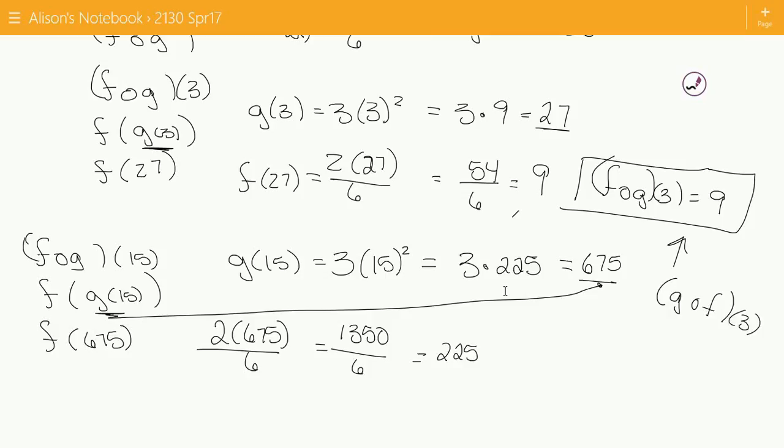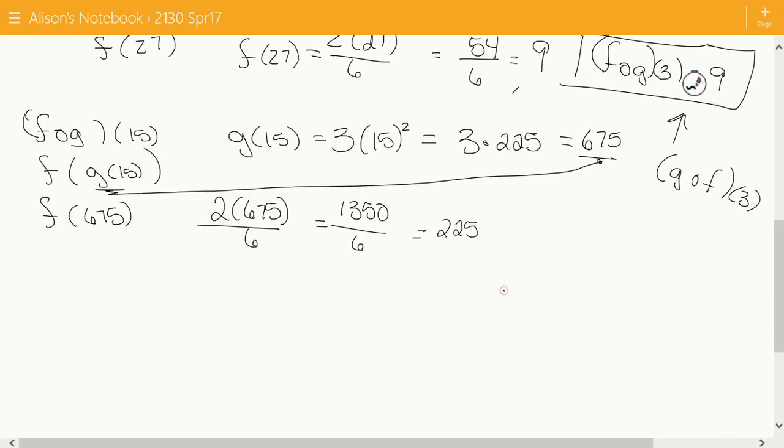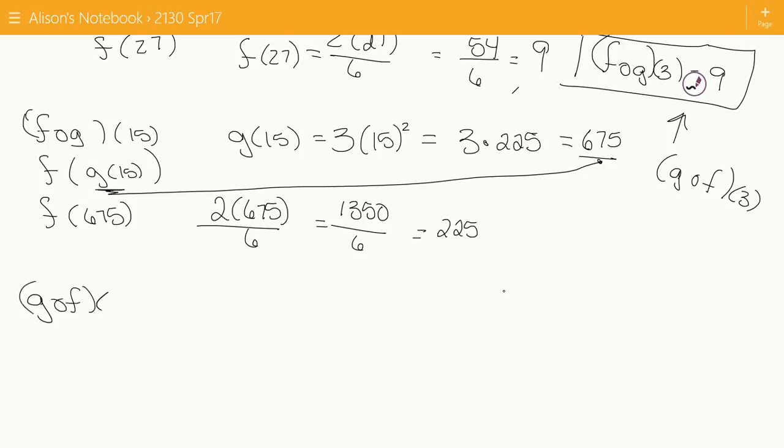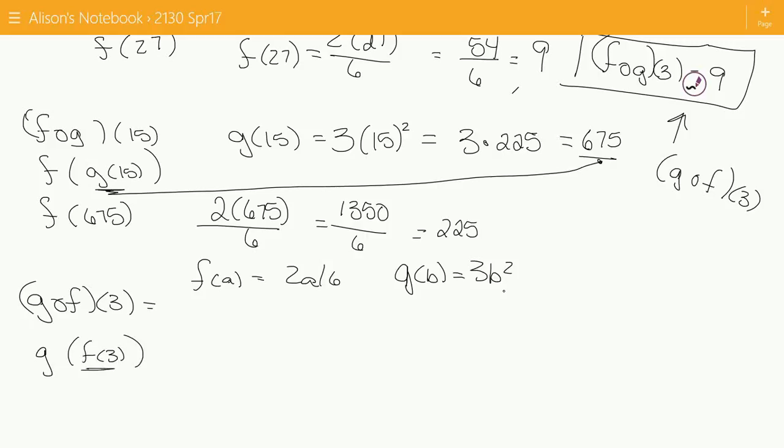Do you think that those two values will equal the exact same value? Well, let's come down here and let's see if we can figure out what g of f of 3 is, and see if it equals the f of g of 3. I'm going to have to remind myself of what those two equations were. So I know that f of a is equal to 2a divided by 6, and g of b was equal to 3b squared. So this is going to become g of f of 3. Well, I'm going to have to figure out what f of 3 is.